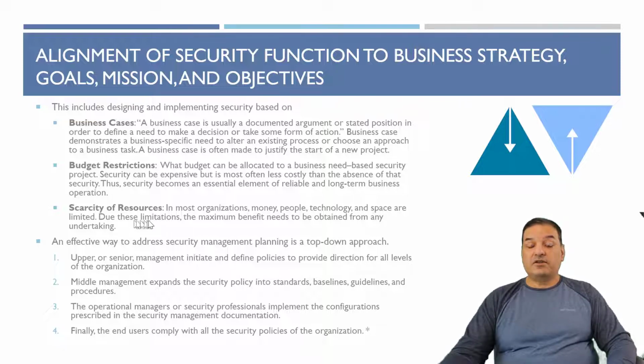Then there's scarcity of resources. Organizations do not have unlimited resources of money, people, technology, and space. So we have to align and prioritize those resources to meet the needs of the organization. The maximum benefit needs to be obtained from any undertaking by the organization. That again is an alignment principle.